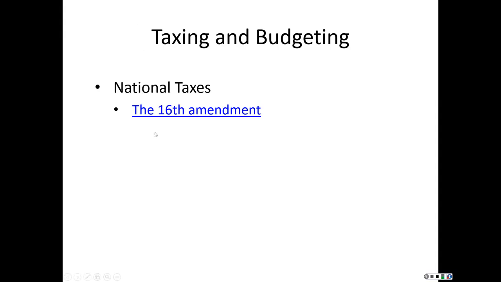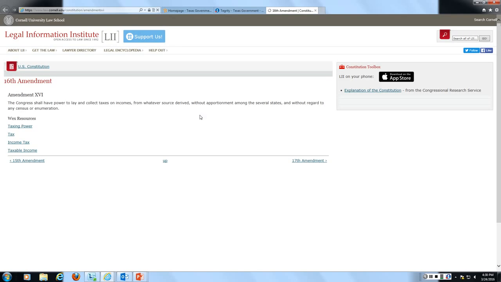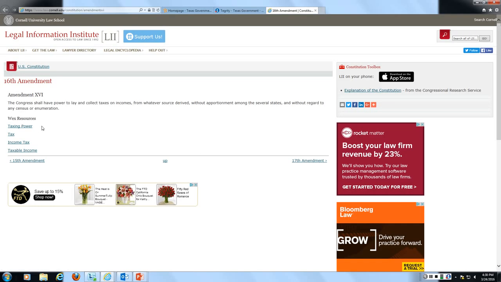This is through the 16th Amendment. The 16th Amendment is the one that created the income tax. The 16th Amendment simply says, "The Congress shall have power to lay and collect taxes on incomes from whatever source derived without apportionment among the several states and without regard to any census or enumeration."